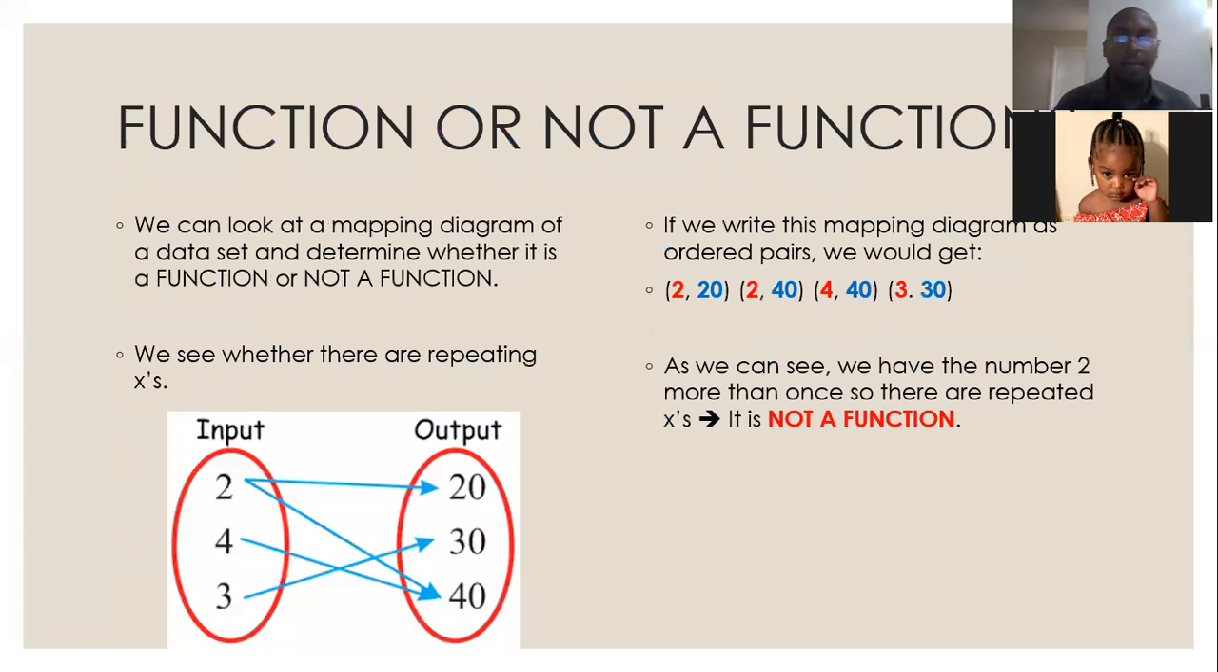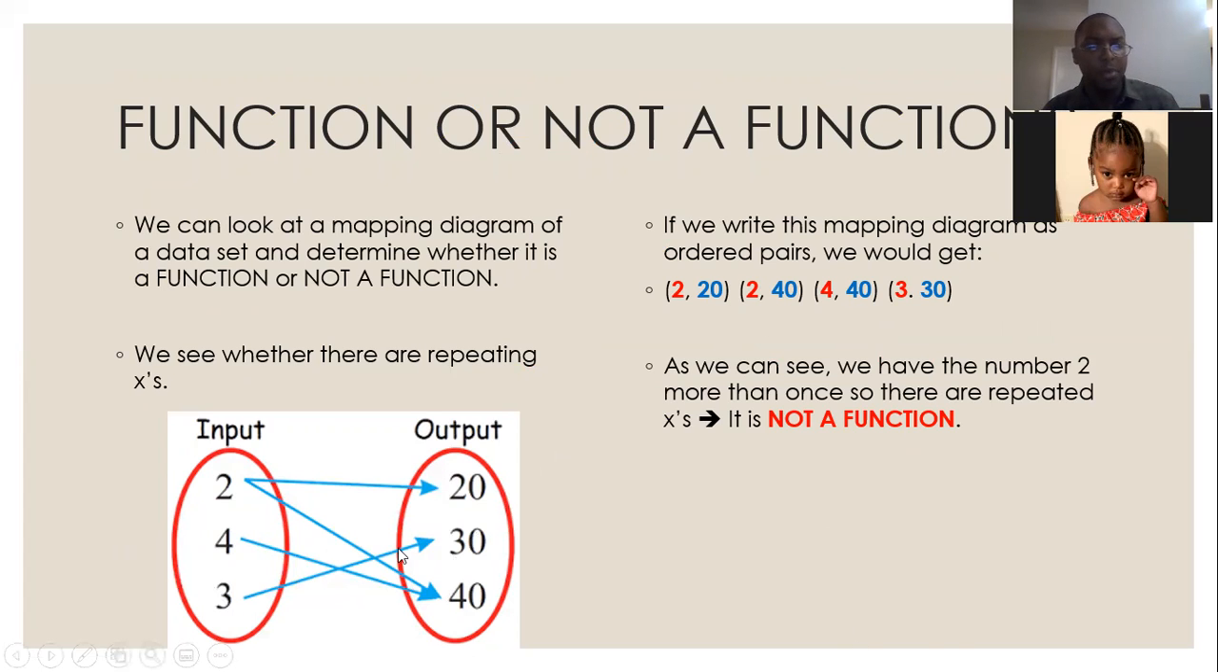Now we can look at a mapping diagram. Let's look at this thing we call a mapping diagram, and let's see whether it represents a function. I've got 2, 4, and 3. Just from looking at the diagram, you probably won't be able to tell necessarily if it's a function or not a function, because you'll say, well, 2 shows up once, and 4 shows up once, and 3 shows up once. No, not necessarily. Let's think about this, and what we're going to do is write this in terms of ordered pairs.